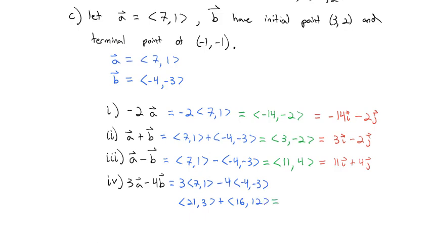And now we're ready to add these vectors together. 21 plus 16 is 37. 3 plus 12 is 15. And we have our component form solution, which is equal to 37i plus 15j. And in this way, you can see how we can do lots of different combinations of our a and b vectors.